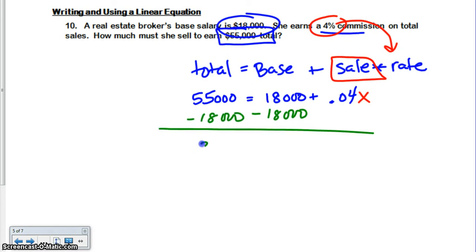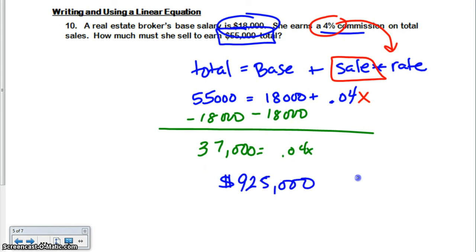Oh goodness, let's see, that's 37,000 equals 0.04x, and I'm going to steal my calculator, so I am not doing that in my head. She's got to sell $925,000 in sales. And she's a real estate broker, which means she's selling property and houses, so that's a logical number. Don't freak out.